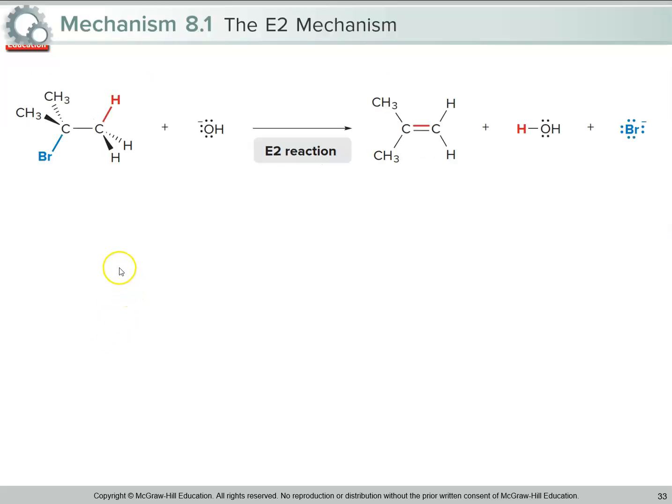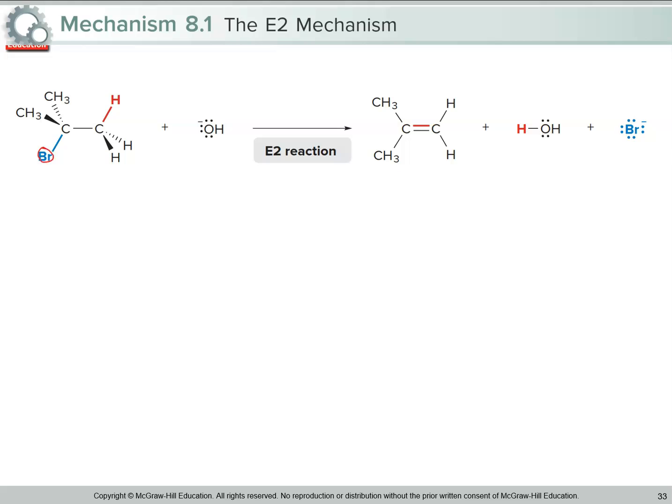All right, so now we're going to start talking about the mechanism. So what are we actually doing here in the E2 reaction? Remember, we need to identify where that leaving group is. So that's kind of the first step. And in this chapter, we're really looking at the halogens.